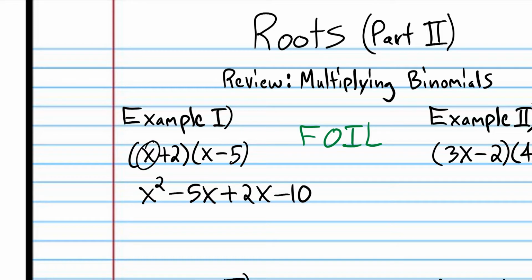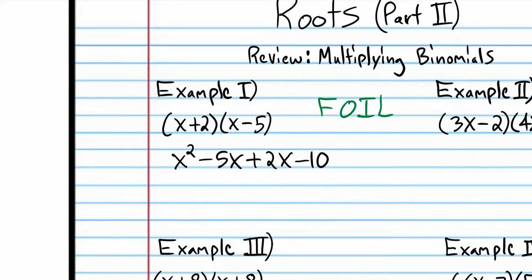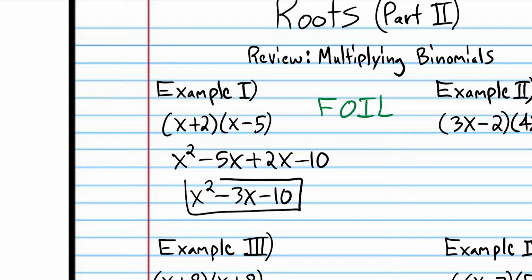So these are called the first terms because they're the first terms in each binomial. These are called the outside terms because they're at the far left and far right. These are called the inside terms because they're in the middle part. And these are the last terms because they're the second term of each binomial. So now notice that these terms are like terms, and so we have x squared minus 5x plus 2x minus 10. You can add those like terms in the middle to get x squared minus 3x minus 10.